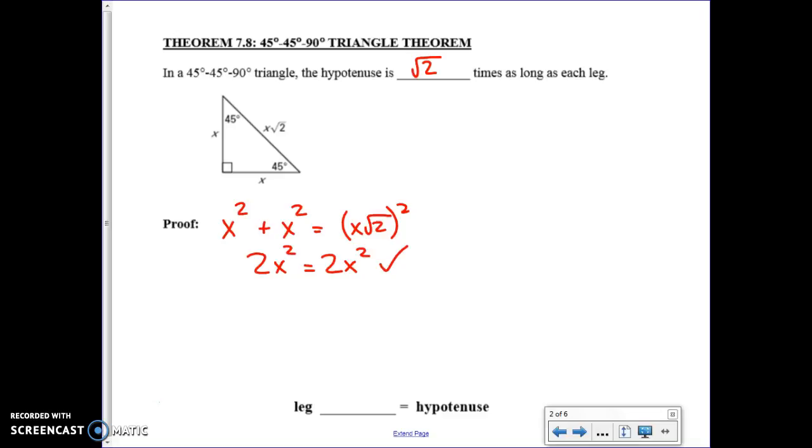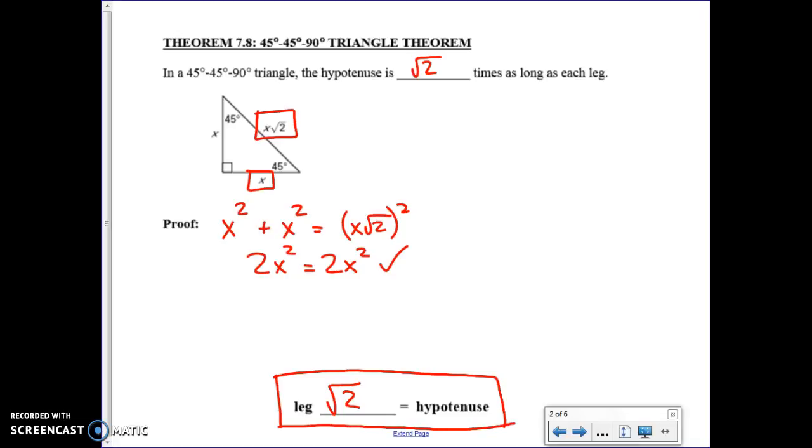So that works. If you have a side length of x, then the hypotenuse is that value times radical 2. So leg times radical 2 equals hypotenuse. This is a rule that you need to know. Memorize it. You gotta know it. There's no other way around it.